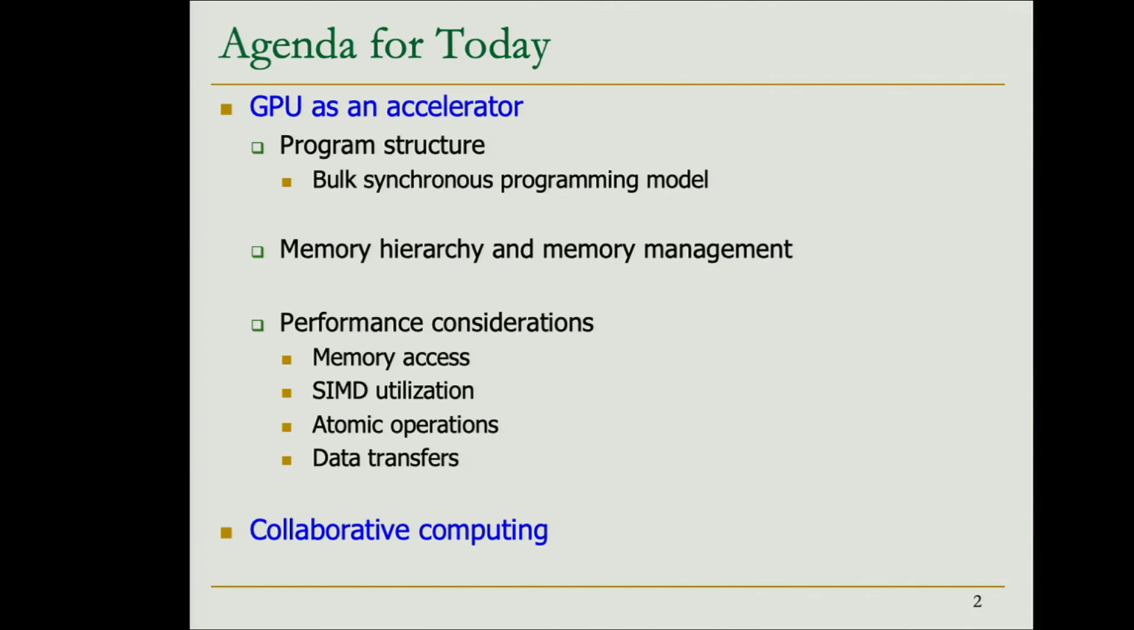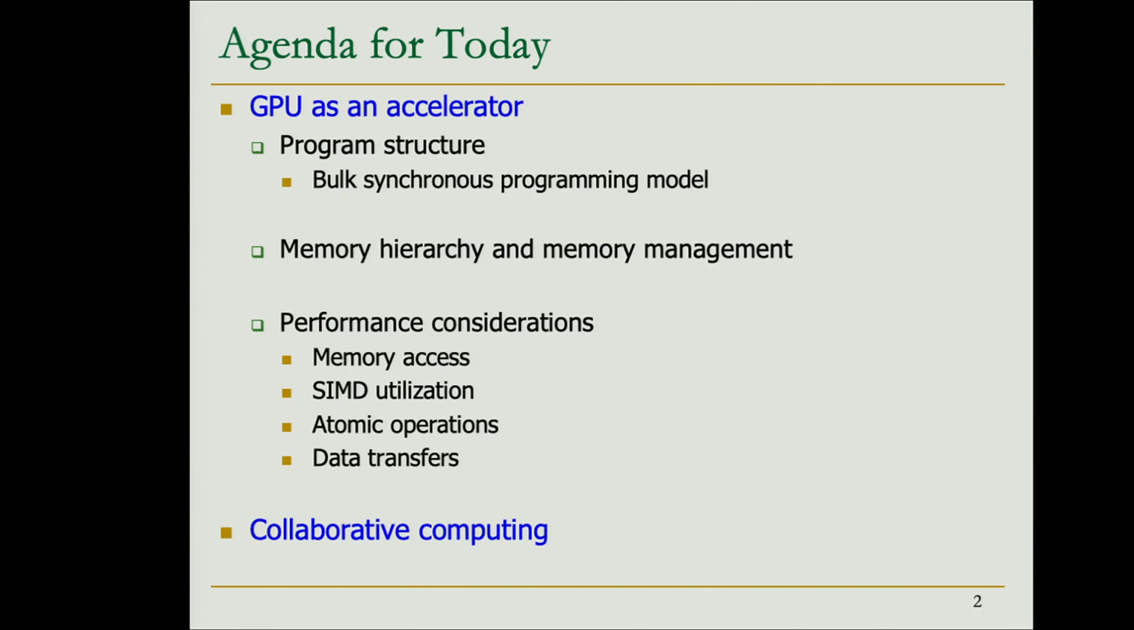And we will talk about the bulk synchronous parallel programming model. What does it mean? What are its limitations? And then we will talk about the memory hierarchy and memory management, and finally some performance considerations, let's say things that we have to take into account when we want to optimize programs for GPUs.